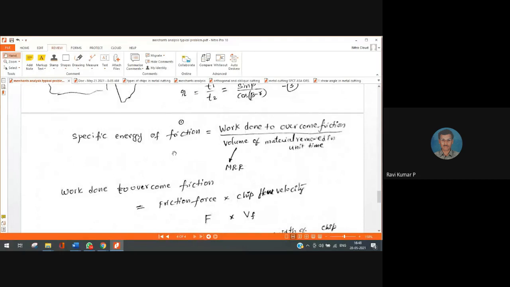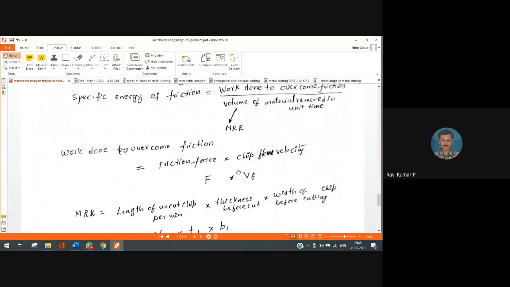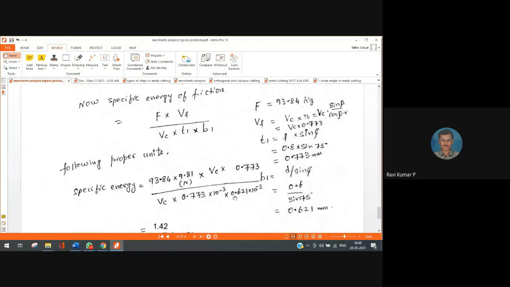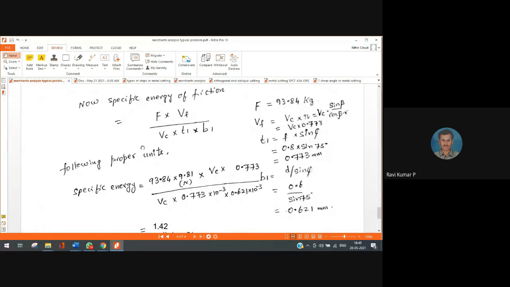We have also seen specific energy in friction. So work done to overcome friction by volume of material removed in unit time, which we call material removal rate, right? The work done to overcome friction is nothing but friction force into chip flow velocity Vf, right? So we have performed this calculation. I have finally obtained this answer. I don't remember whether you got the answer that day. It has come to be 1.42 watts per mm cube per second, right? So this is one more outcome of what we have learned.